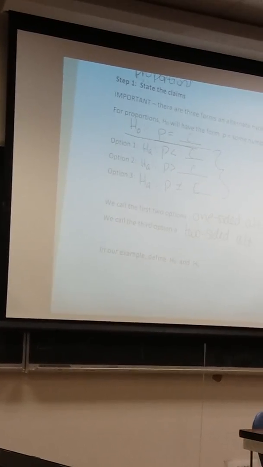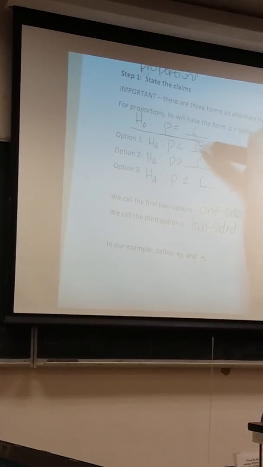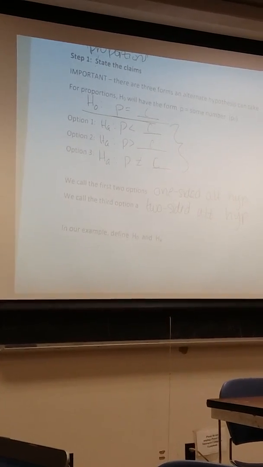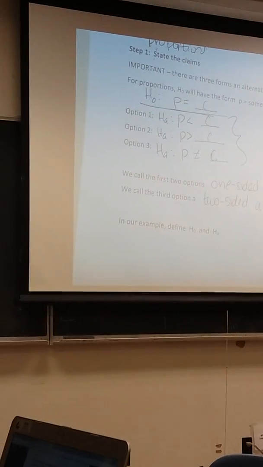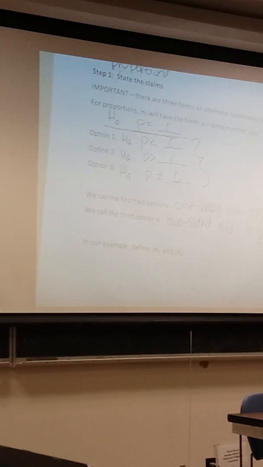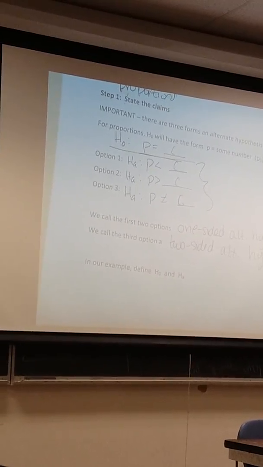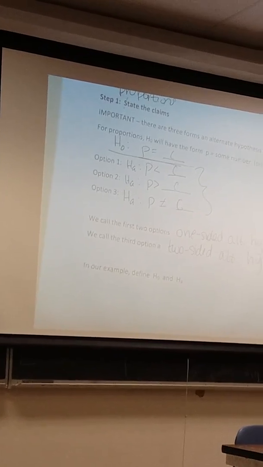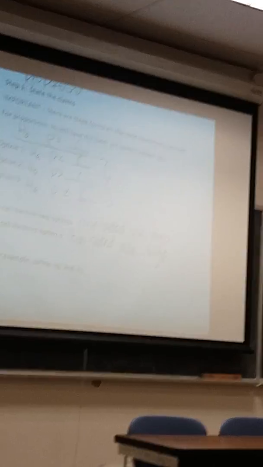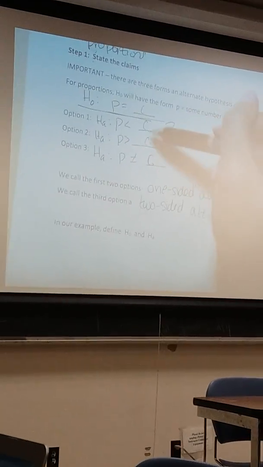Ava, did you have a question? Yeah, I have a question about option three. What's the difference between greater or less and then not equal? When we write ours out, we're choosing one of these. These are going to be a little stronger. My conclusion might be, I have evidence that the percentage of people with a passport is less than 50%. That's saying something different than, I have evidence that the percentage of people with a passport is not 50%. That's the difference between those two statements.